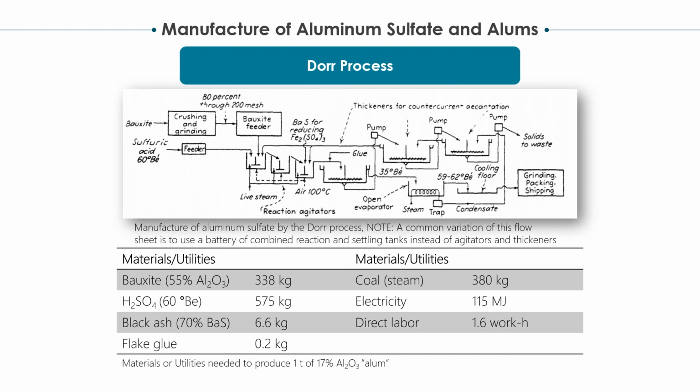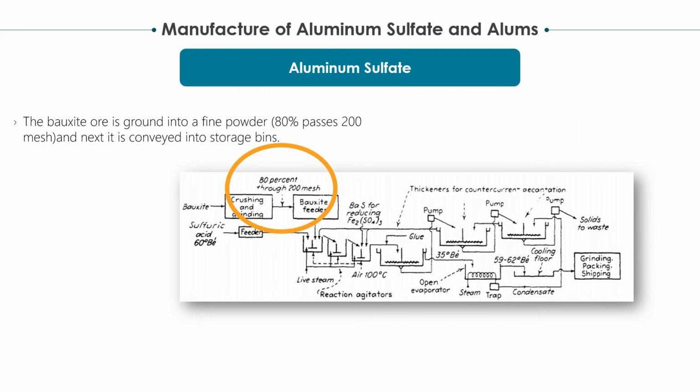The flow chart shown is the manufacture of aluminum sulfate by the Dorr process. In the table, these are the materials or utilities needed to produce 1 ton of 17% alum. To discuss further the process of manufacturing aluminum sulfate, first the bauxite ore is ground into a fine powder and next it is conveyed into storage bins.